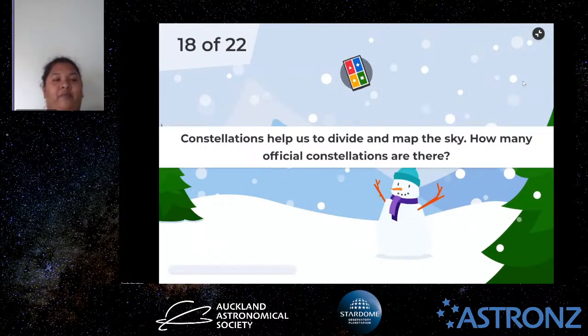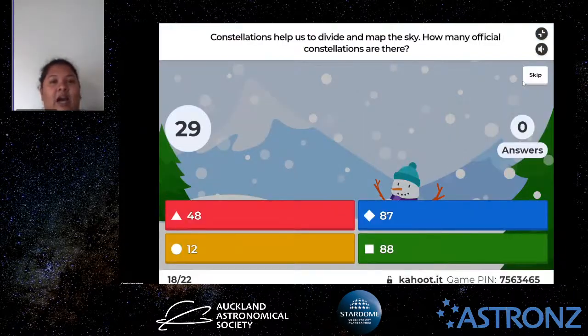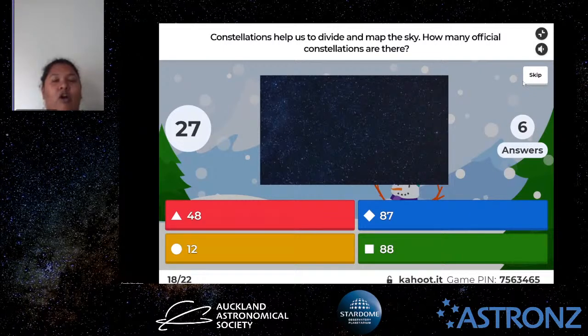Question 18. Now, constellations, they help us divide and map the sky. How many official constellations are there? If you've been to any of our practical astronomy sessions, we talk a lot about constellations and how to navigate the night sky. And understanding the constellations is really important. So how many official constellations are there?